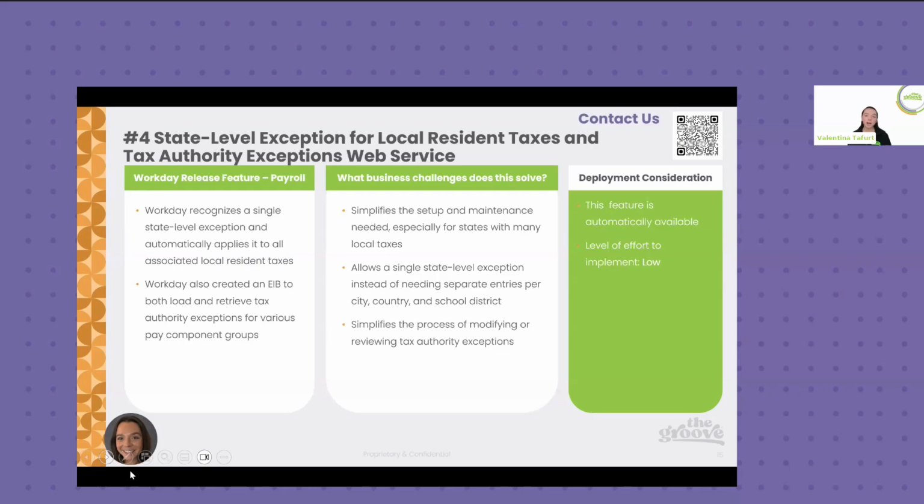What business challenge does this solve? Well, your setup and your maintenance is just going to be much easier, right? Tax exceptions are usually cumbersome to configure, right? So I think being able to infer it from the state to the local is going to be a huge help for all of us, as well as using an EIB when you have to maybe load them from the start is also a big help. This is automatically available, and so we'll call the implementation effort low.